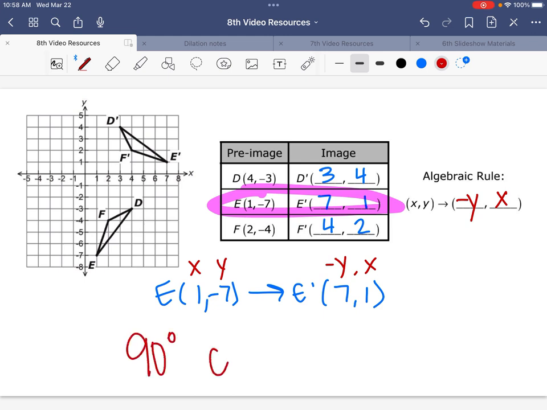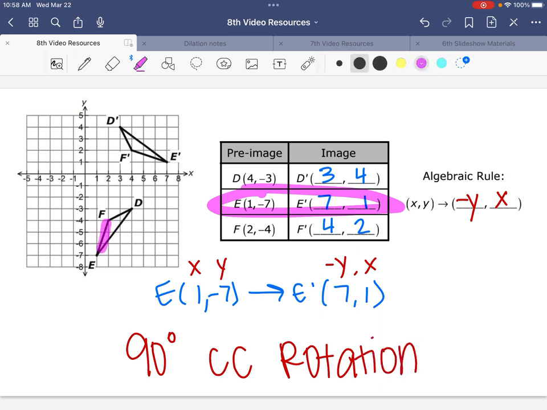And again, this is a 90-degree counterclockwise rotation. Notice our image is starting here. We're rotating this way 90 degrees counterclockwise to get our new image. Had we done a 90-degree clockwise rotation, our rule would look a little different. And again, we would just be able to investigate it using the coordinates of the pre-image and the image. Okay, thank you.